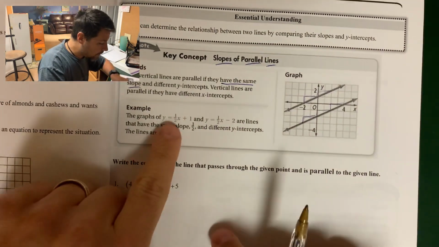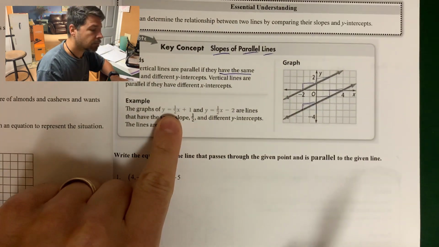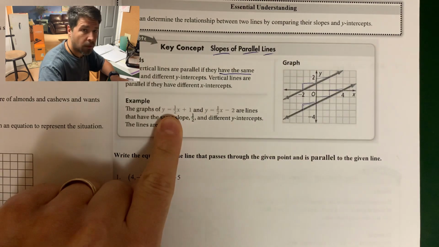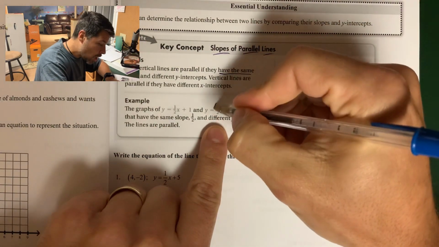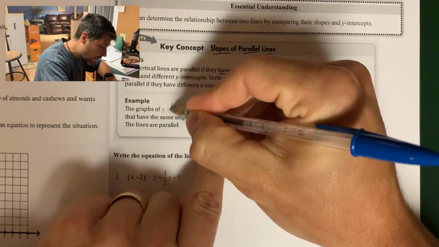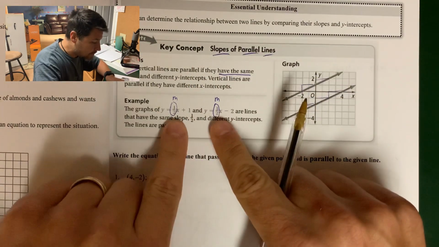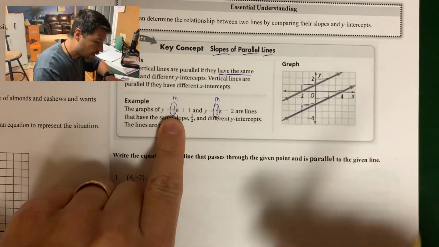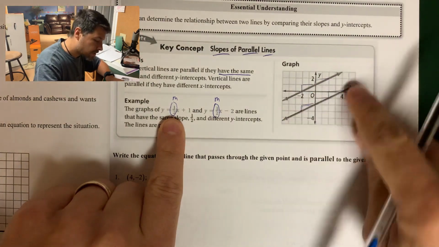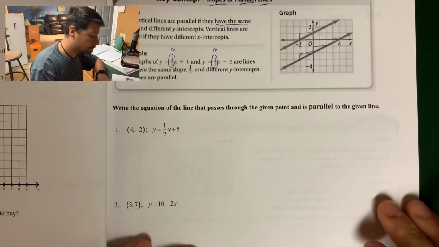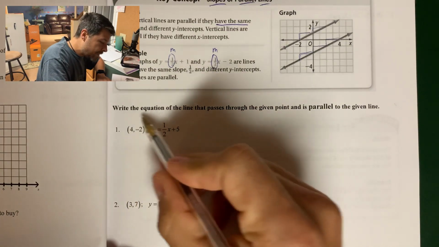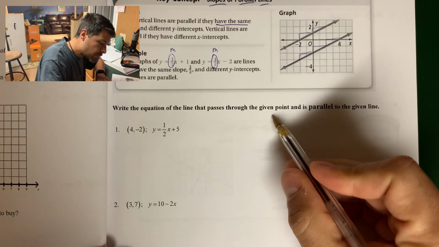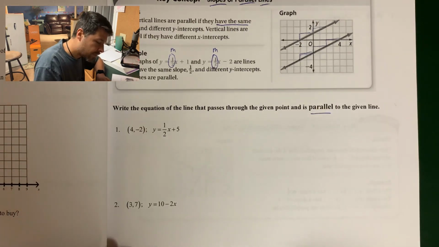So look at this example, y equals 1/2 x plus 1, which is in slope-intercept form, and this, y equals 1/2 x minus 2, which is also in slope-intercept form. Both have an m of 1/2. Since these m's are equal, we know that the two lines are parallel. And if the two lines are parallel, then the slopes will be equal. So what we have to do in the first few examples is write the equation of the line that passes through the given point and is parallel to the given line.